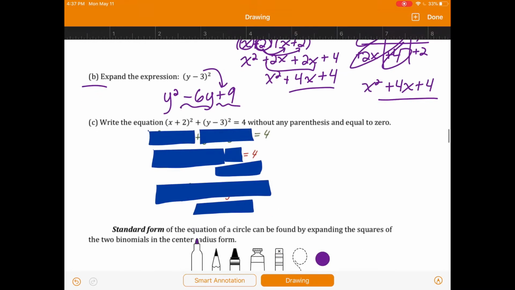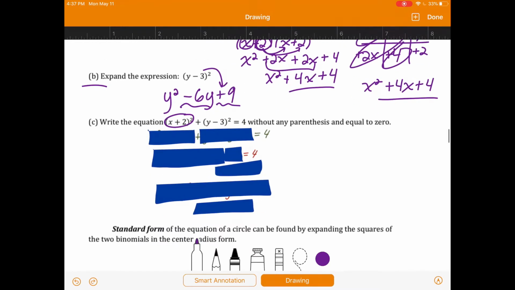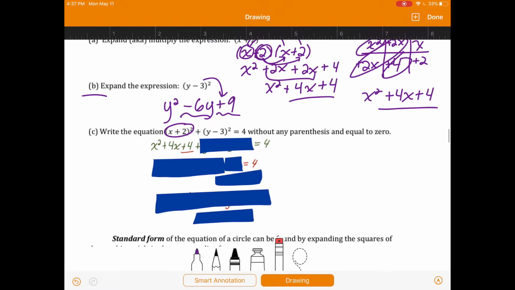So if we look at our equation here, we already know the answer to this because we did it for the first part. So that is x squared plus 4x plus 4. And then y minus 3 squared was y squared minus 6y plus 9. And then we have the equals 4 over here. And what we're going to do is we're going to combine like terms. So as you can see, we have positive 4 and positive 9 here as the only like terms in this. There's nothing else that we can combine. So we're going to keep all of the other stuff the same, but then add 4 plus 9 to get 13.